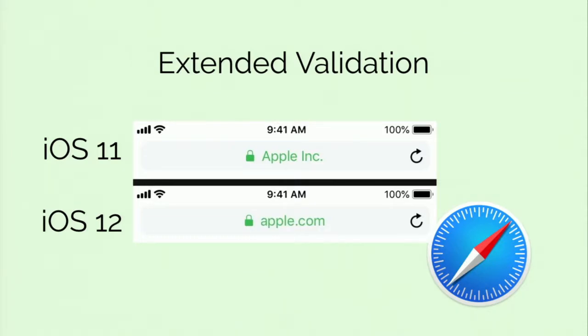Some other browsers are making changes in the way that they display extended validation. So here you can see Safari's treatment for EV in iOS 11 and iOS 12. So in iOS 11, they were showing the legal entity name in the address bar. But then in iOS 12, they're not showing any EV information in the address bar. They're just showing the URL.